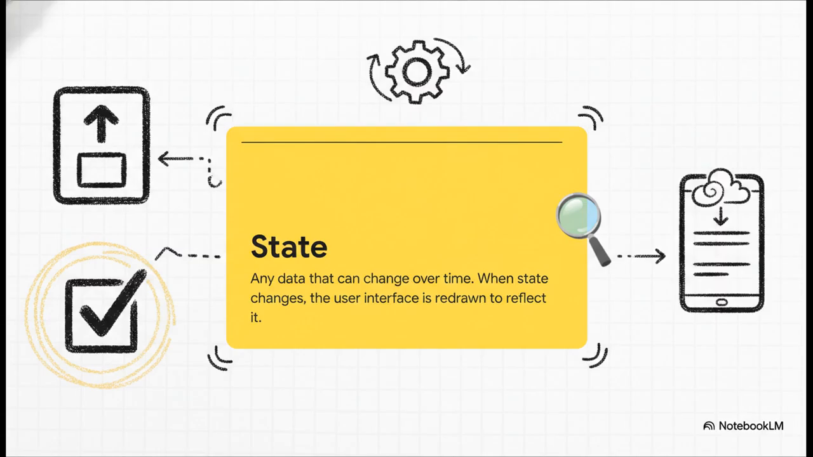Now, state is just a simple word for any piece of information in your app that can change. Think about a simple counter app. The number on the screen, that's your state. When you tap the plus button, the state, the number, changes, and Flutter knows it needs to update the screen to show that new number. State is basically the memory of your application.